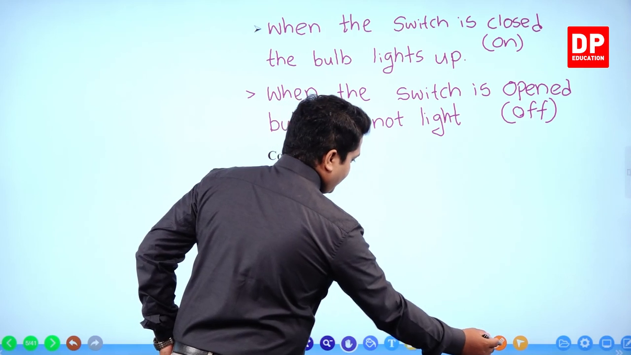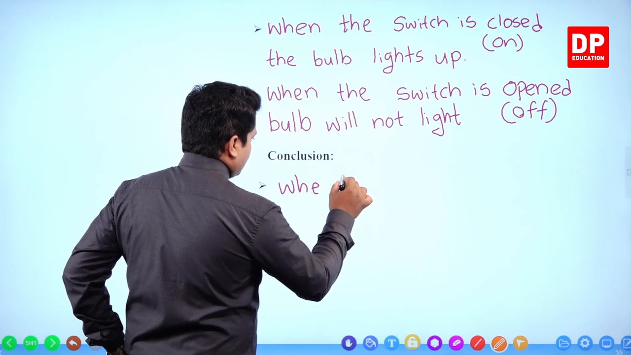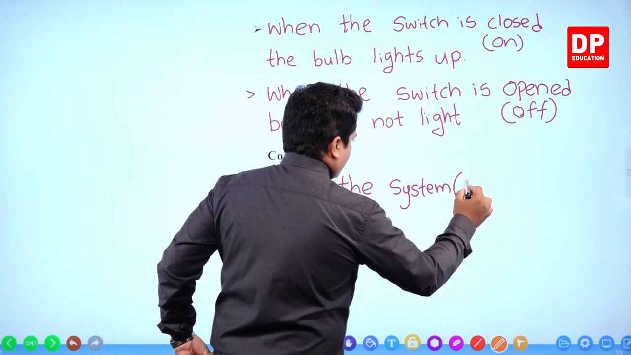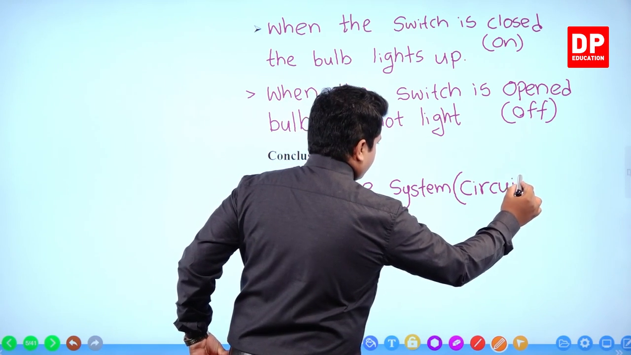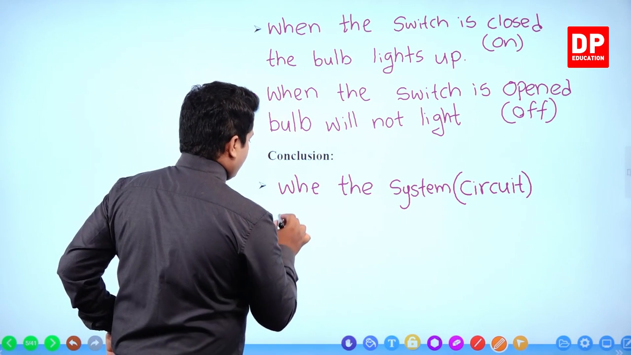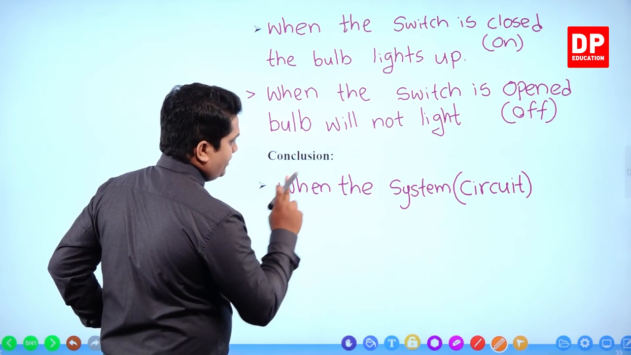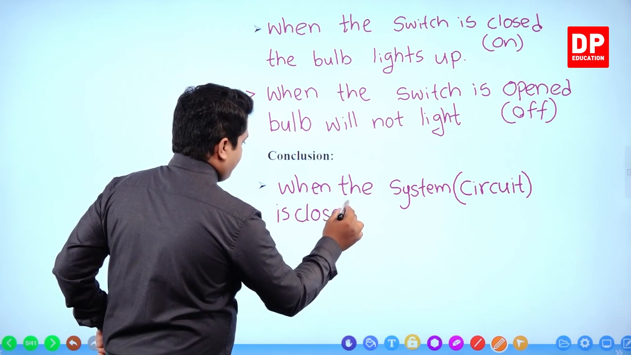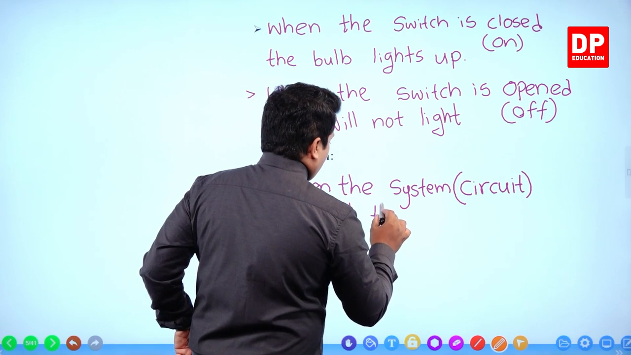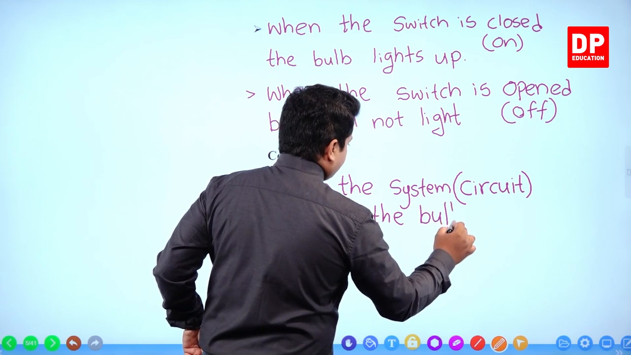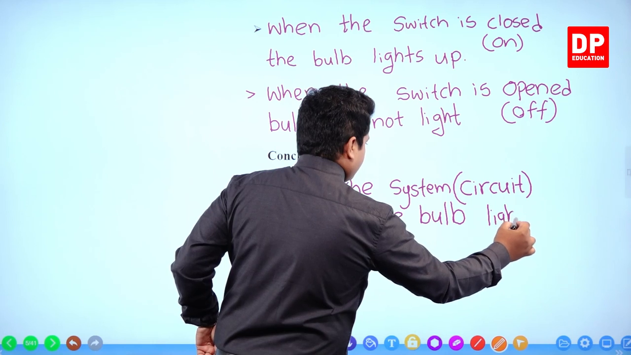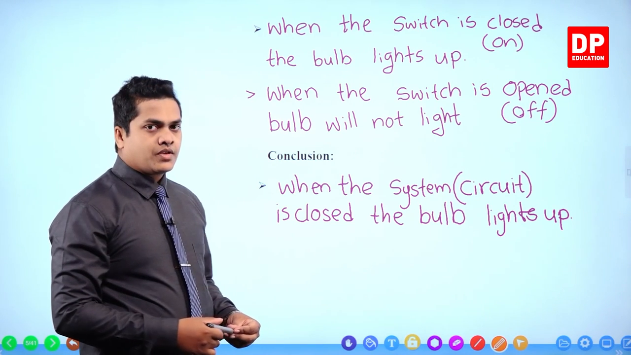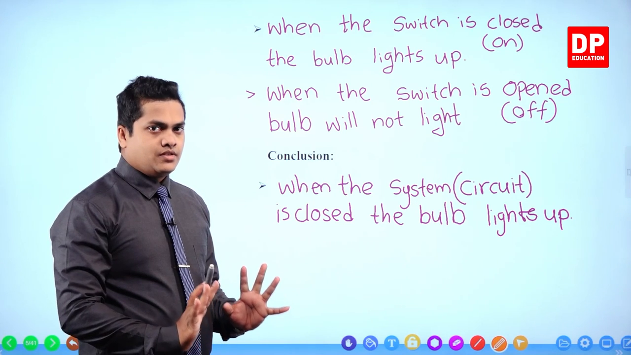So we can say that when the system, I'll mention circuit also, when the system or the circuit is closed, the bulb lights up. Only when the system is closed, the bulb lights up.